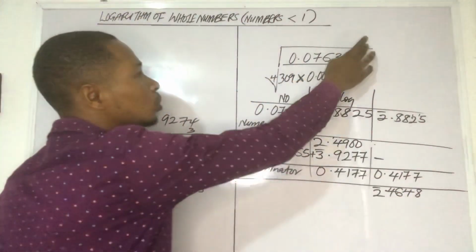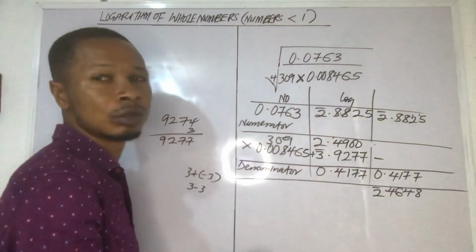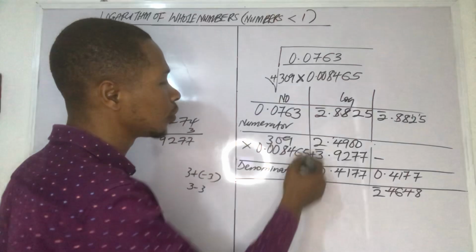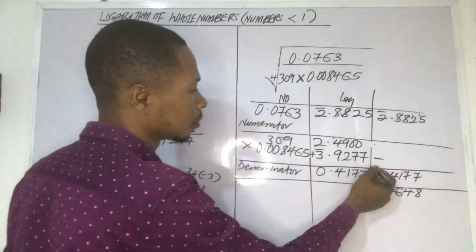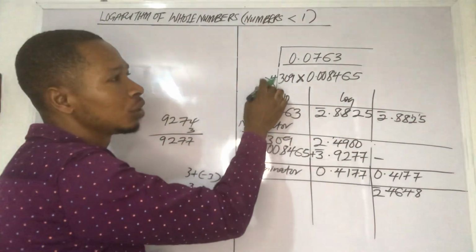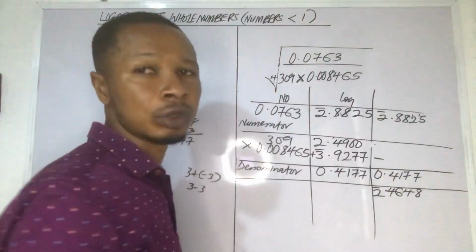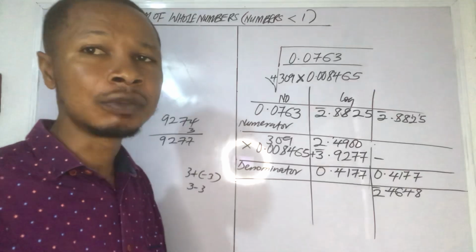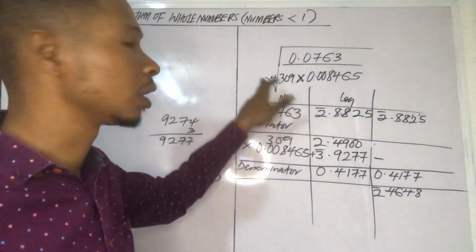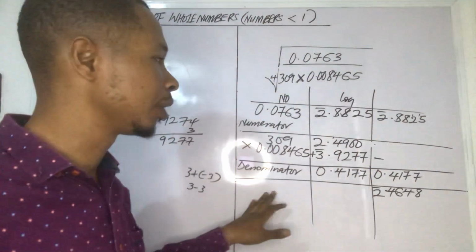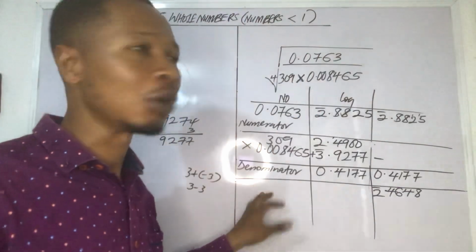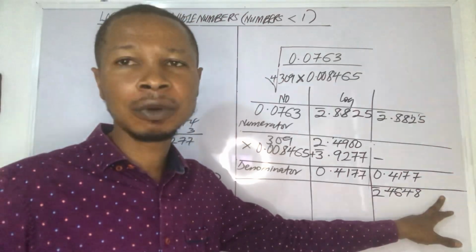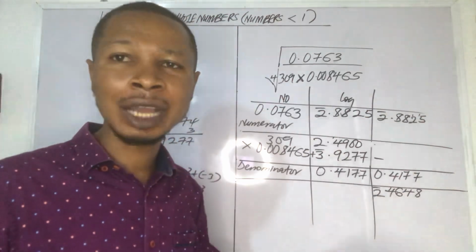Now, assuming this root is not there, I was not given any root, I will just check my antilog in this case now. But because of this root, which is fourth root, anytime you have roots, you divide by the root. That's just the difference. If this root is not there, I will have taken my antilog from here and I will get my answer. But because of this fourth root, I will divide by 4. So if you have roots, you divide by the roots.